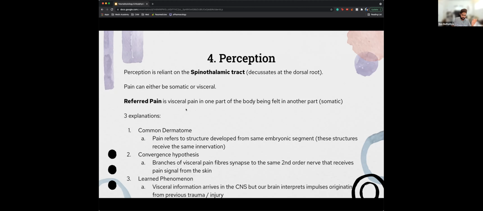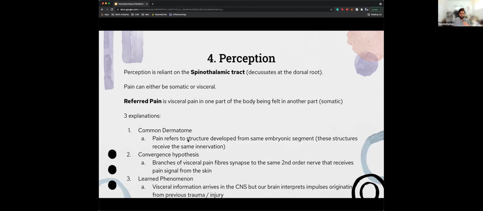So for example, a common thing, if someone's having a heart attack, or there's some sort of chest pain, it's usually referred to your left arm. And you might also get shoulder tip pain from the diaphragm, when you guys learn about it. And we have 3 basic explanations. And these are all theories as well, because we don't really know what's happening.